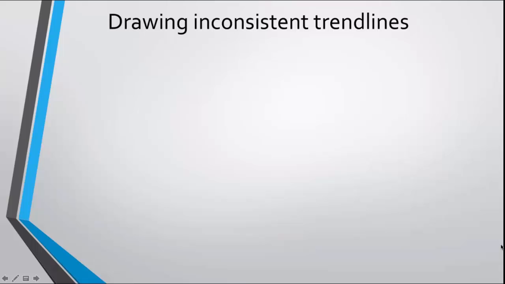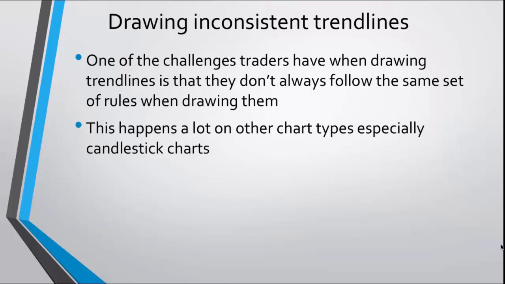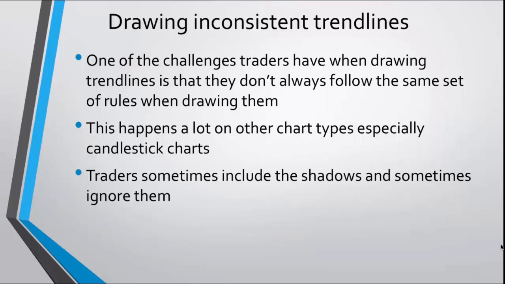One of the main problems of trend lines that we didn't talk about in the last video, which was part 1, is that traders are very inconsistent in drawing their trend lines, and that's why they get less respect than they should have. One of the challenges traders have is that they don't always follow the same set of rules when drawing them. One trader will have a trend line in one place, another trader will have it in another place. This happens a lot on other chart types, especially candlestick charts, which is what we do our main analysis on. Traders sometimes include the shadows and sometimes ignore them.